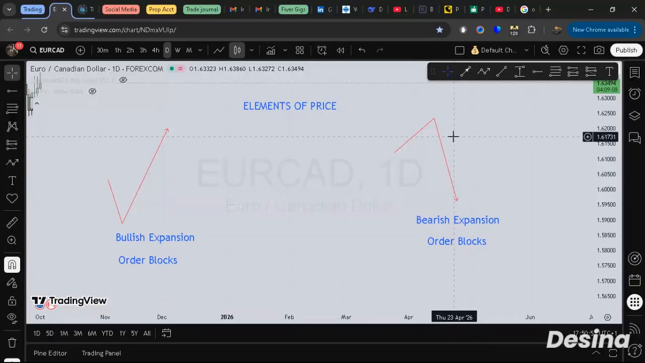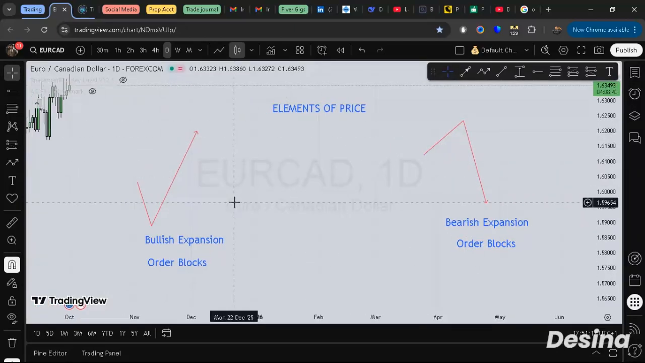And same thing in the bearish expansion, we are going to have a series of bearish candlesticks going to the downside. So the order block is going to be the bullish candlestick before the series of bearish candlesticks. That's where we're going to have the order block. Let me show you an example on the chart.